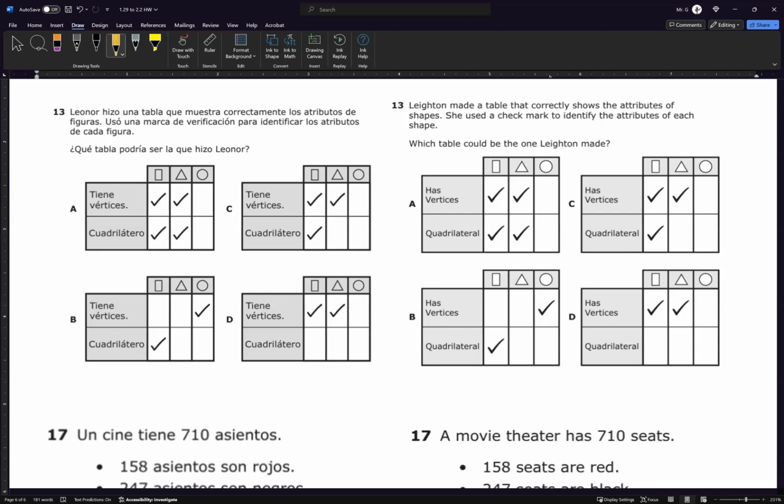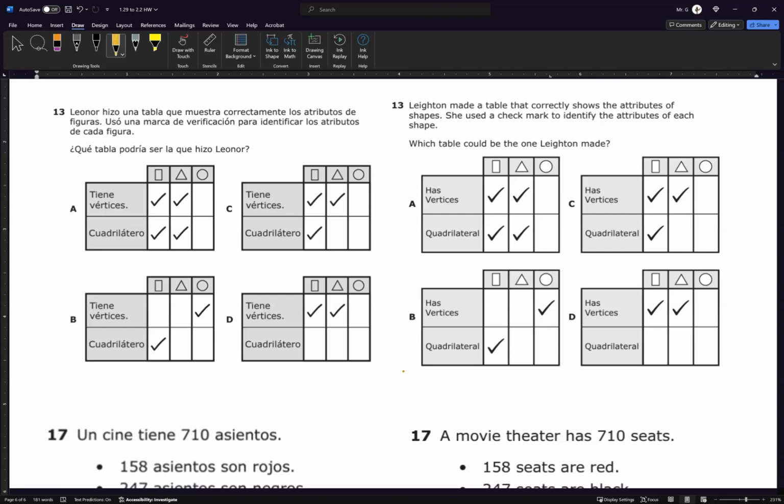Okay. So, miramos a todas las figuras. Okay. Y en el lado izquierdo tiene los atributos. So the shapes are on the top and the attributes are on the left. So let's look at the first one. Primero dice, tiene vértices y cuadrilátero. First one says has vertices. The second one says quadrilateral. Vertices. Vertices is where 2 or more lines meet. So rectangle has it, yes. Triangle has it, yes. Okay.